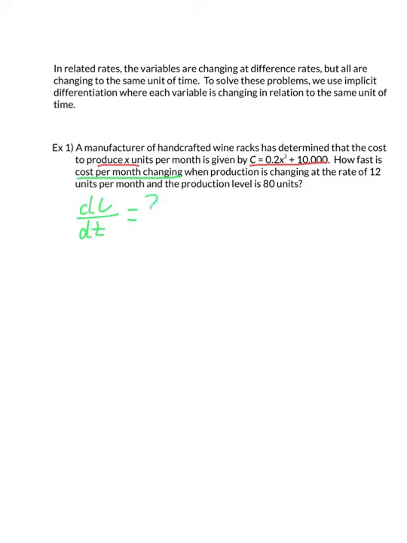It goes on and it says that production is changing at 12. Now remember that production itself was x, but this is the change of production. So what that means is that dx/dt is 12, and the production level, now here, this is just plain old x. It's not changing, it's just x. So now we have what we're looking for and what we are given.